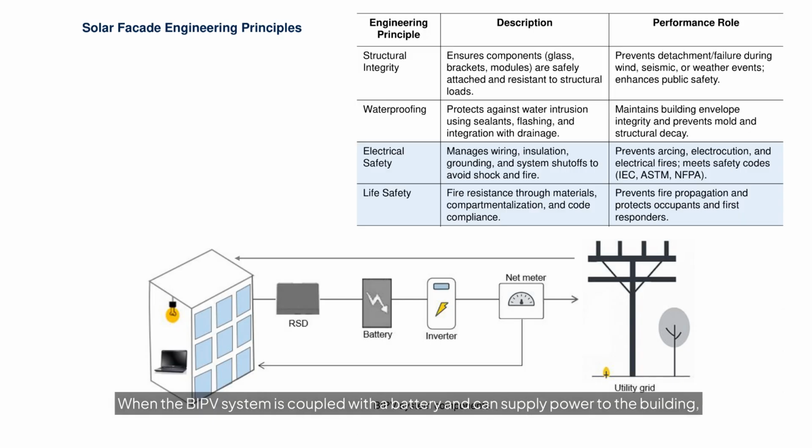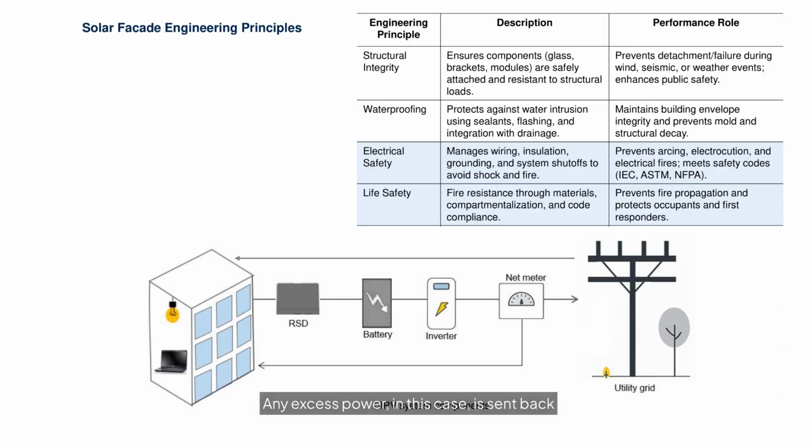When the BIPV system is coupled with a battery and can supply power to the building, the solar-generated DC is converted to AC through the inverter to power the building. Any excess power in this case is sent back to the grid through a process called net metering.